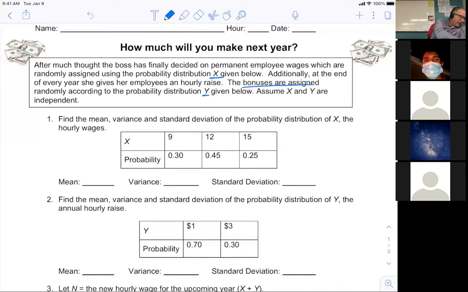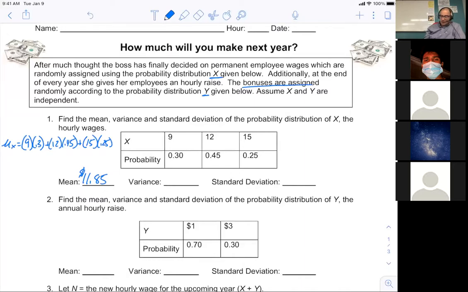So again, it's going out and figuring out how to do this. If we're going to do the mean, the expected value of X, this one actually might even be faster to type in by hand, at least for the mean part. 9 times 0.3 plus 12 times 0.45 plus 15 times 0.25. Getting to the mean of 11.85, that might be faster by hand, just because there's only 3 outcomes.